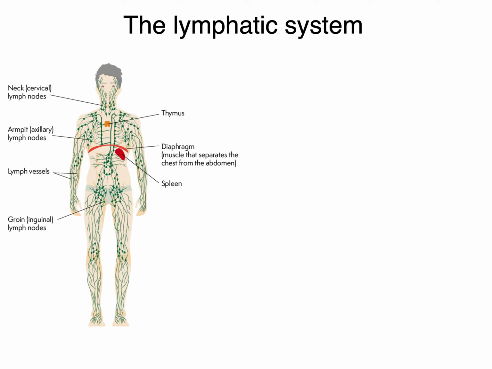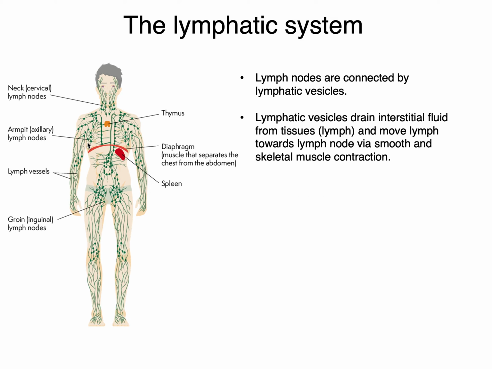The lymphatic system is the system that connects antigens in tissues to where the B cells and T cells are in the draining lymph node or in the spleen. Lymph nodes are connected together by these lymphatic vesicles noted in this cartoon in green. The lymphatic vesicles drain interstitial fluids from tissues, and once those interstitial fluids enter the lymphatic vesicles, we call them lymph. These lymphatic vesicles then move the lymph towards the lymph node via smooth muscle and skeletal muscle contraction. Important to note, there is no pump that drives this. This is a passive movement that's mediated by skeletal contraction mostly.